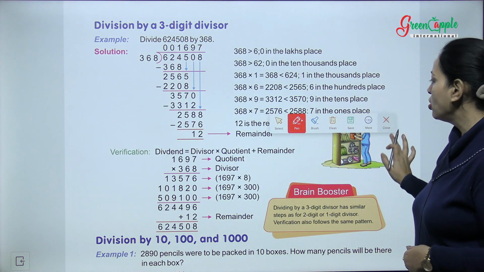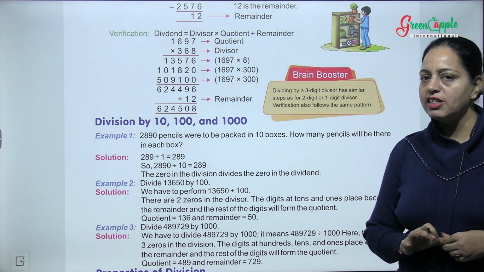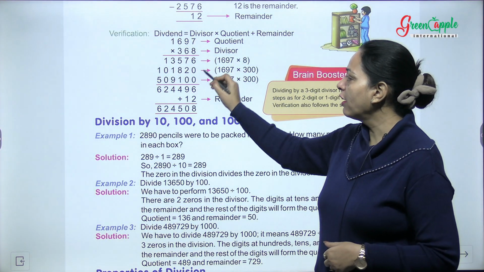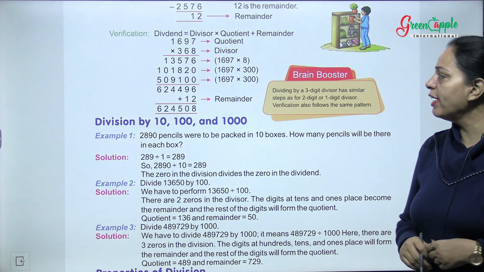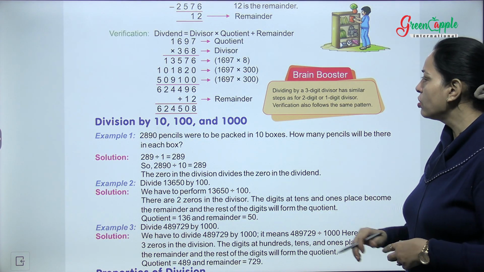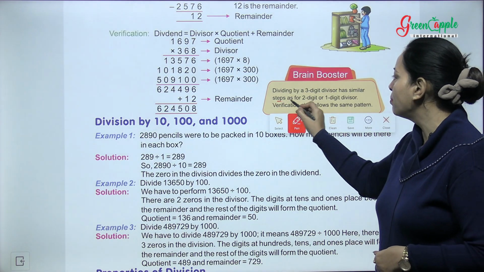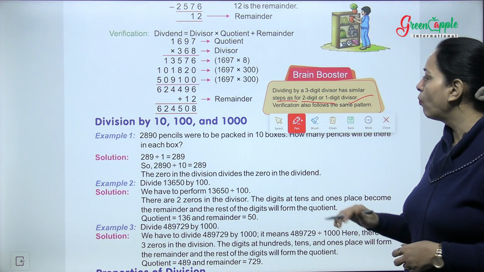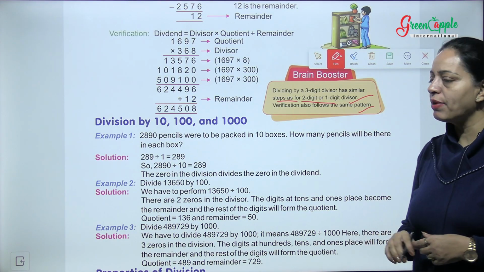Now verification. Dividend equals divisor into quotient plus remainder. So we will multiply these two and add the remainder, and we are getting the same dividend. Now brain booster: dividing by a 3-digit divisor has similar steps as for a 2-digit or 1-digit divisor. Verification also follows the same pattern.